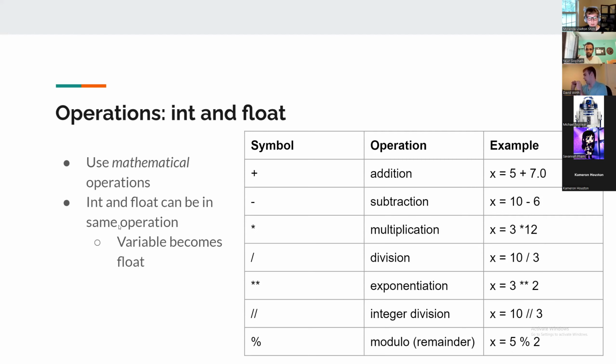But one thing important to note is that int and float can be in the same operation. That's totally fine. It will typically convert the variable to a float. So the int number will be a decimal, or a float. And like I said, I'll show you some examples later.